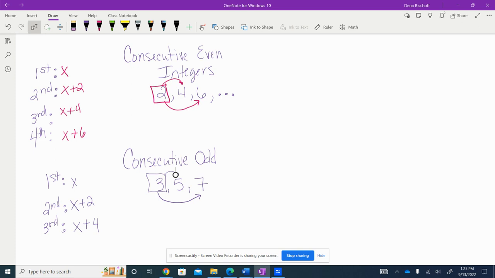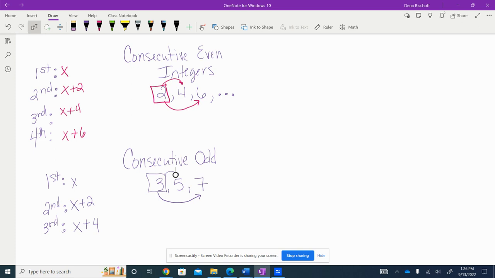Because whether the number is even or odd, they're still 2 digits apart. 2, 4, 6, 8. Two numbers apart. 2 plus 2 is 4. Plus 2 more is 6. 1, 3, 5, 7. 1 plus 2 is 3. 3 plus 2 is 5. Are you guys getting it? Still 2 units apart. Okay?